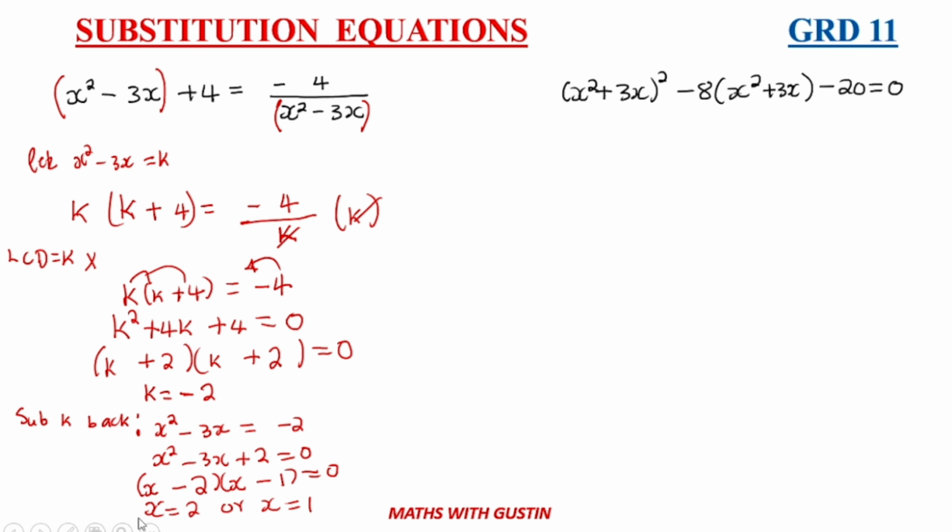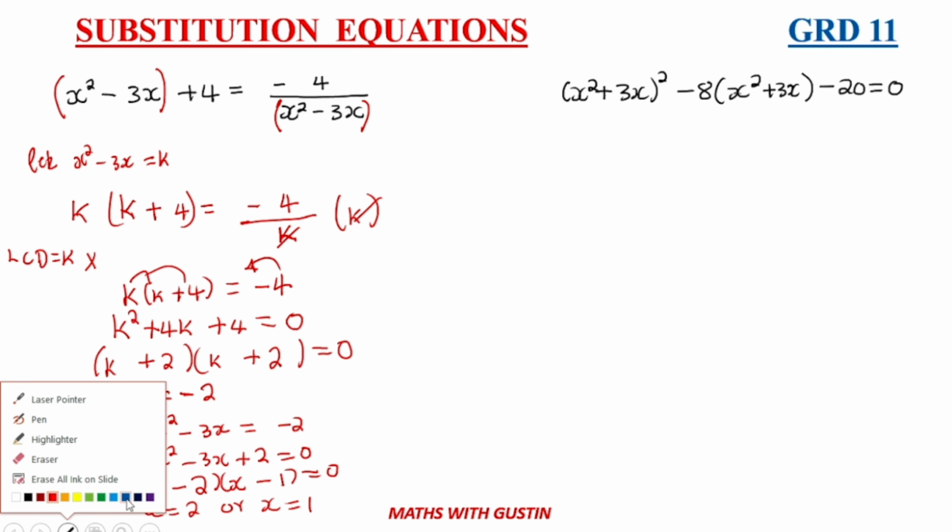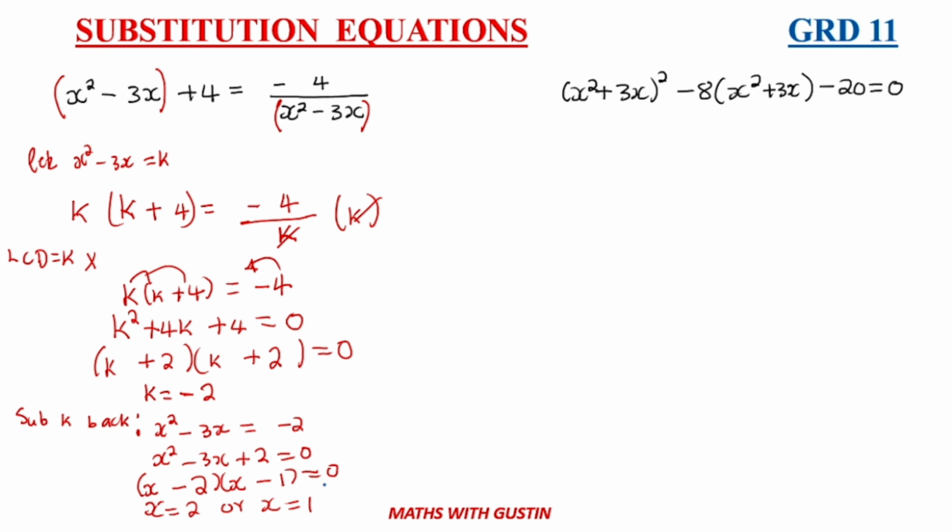Now let's move on to the next example right here. The next example is: x squared plus 3x, all into the square root, minus 8 into the bracket x squared plus 3x, minus 20. Now they want us to solve for x. If you have a look at this part right here and this part right here, they are exactly the same.